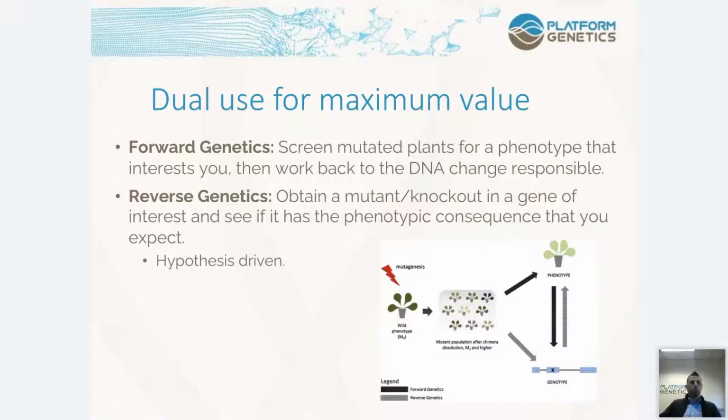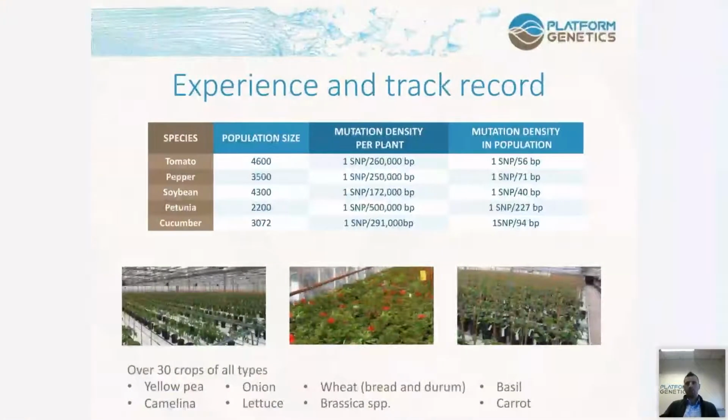For both of these approaches, it's important to go big. You typically want to have large, powerful populations with high but tolerable mutation density. And this is where our experience and track record comes in: the plant production expertise, the logistics, the organization, and the infrastructure to support this type of population development.